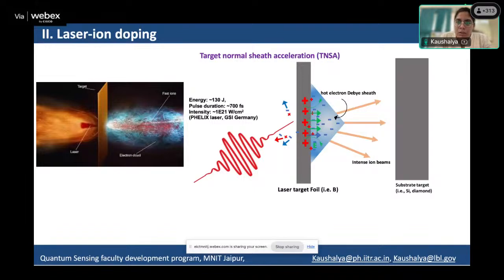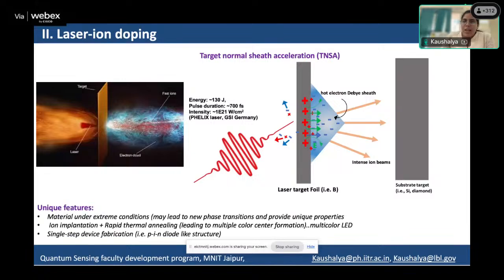A sheath field will be generated because the electrons will move faster compared to the heavy ions, and that will lead to this transient intense electric field, and this electric field can then accelerate your boron ions, if you want to understand it that way. And then these ion beams you can use to implant into various materials.